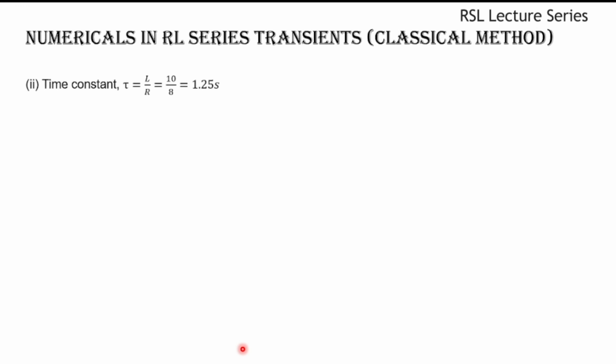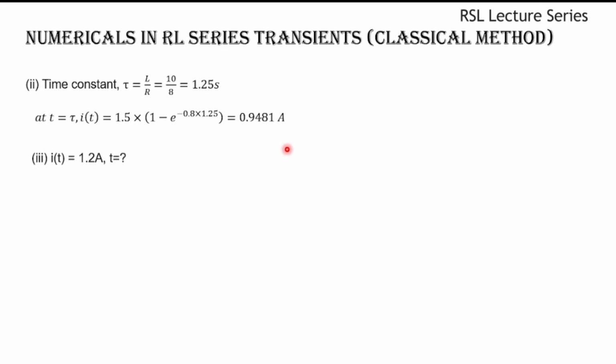Okay. So now in the second subdivision we have to find out the current corresponding to one time constant. So tau is the time constant given by L by R. So L value is 10 and R value is 8. So 10 by 8 is 1.25 seconds. So if we substitute 1.25 in place of t here, 1.5 into 1 minus e power minus 0.8 into 1.25 will give you 0.9481 ampere. So this is the current corresponding to one time constant.